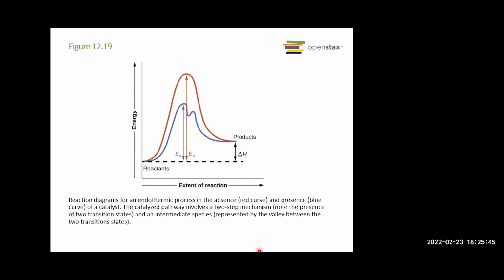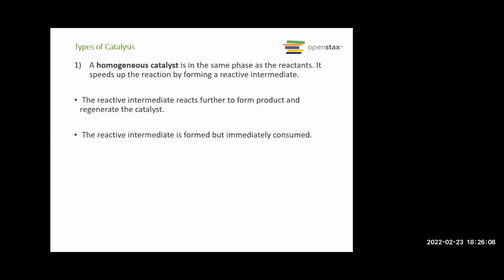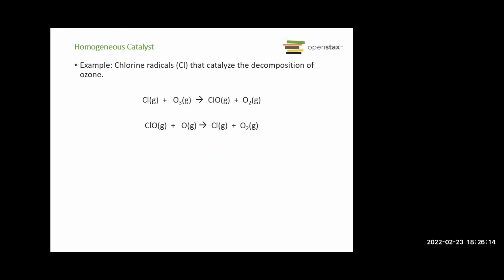So this is again showing you the effects of a catalyst. The red represents the activation energy normally, and the blue represents, I forget. This here is the activation energy normally, and this here is the activation energy when there's a catalyst present. Okay. Again, we've talked about heterogeneous catalysts, and then these are just some examples.